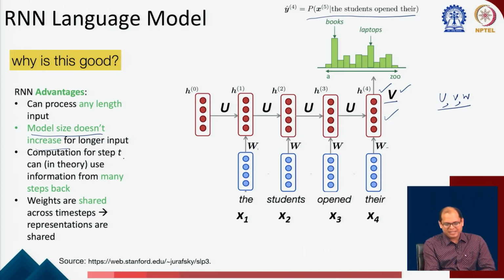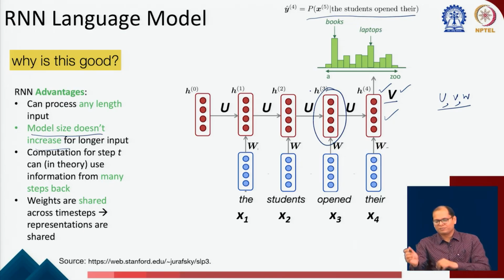And at any time t, computation can use information from many steps, right? And whatever steps you are, H3 stores all the information that is seen till now. H4 stores all the information that is seen till now, and so on. And weights are shared across time steps. Right? So representations are shared.